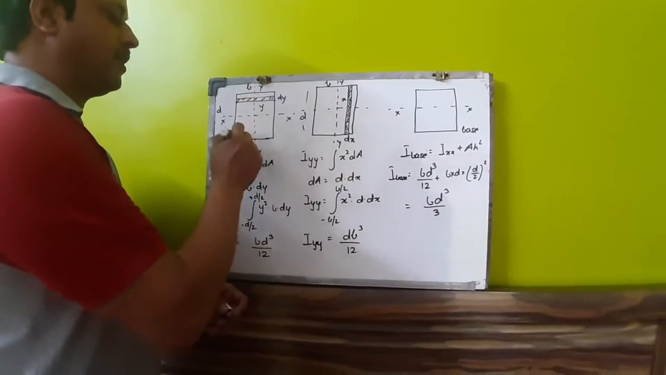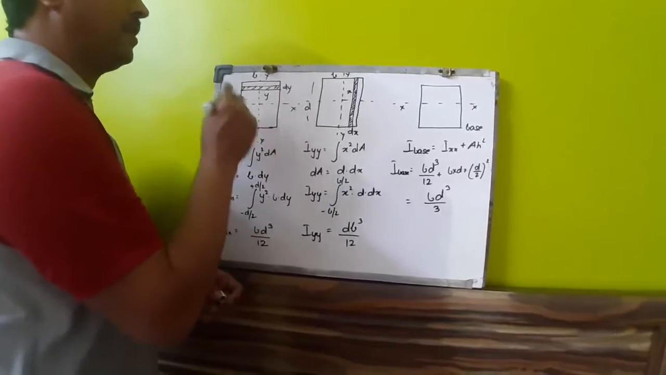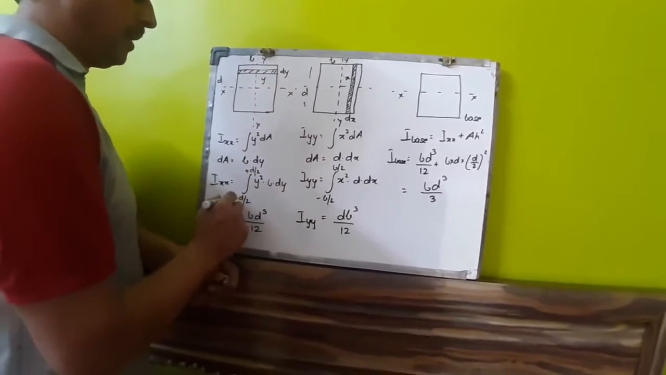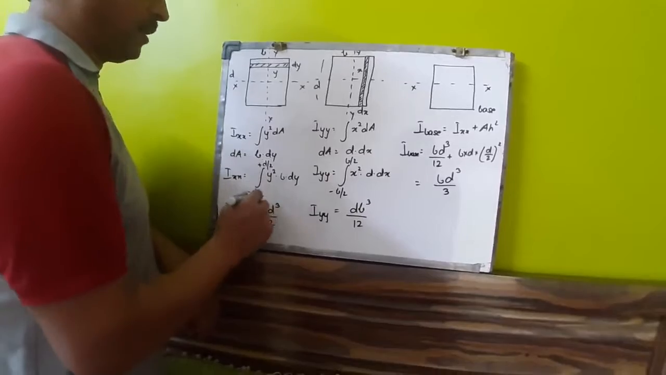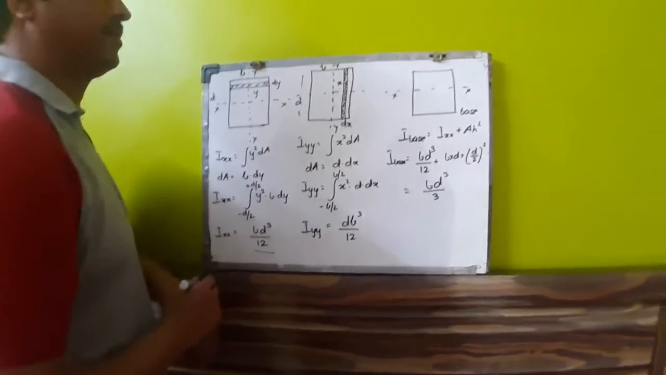In the case of centroid, it was 0 to d because this was your reference. Here your reference is always your centroidal axis. So the element extends from minus d by 2 to plus d by 2. If you integrate it, you have Ixx is equal to bd cube by 12.